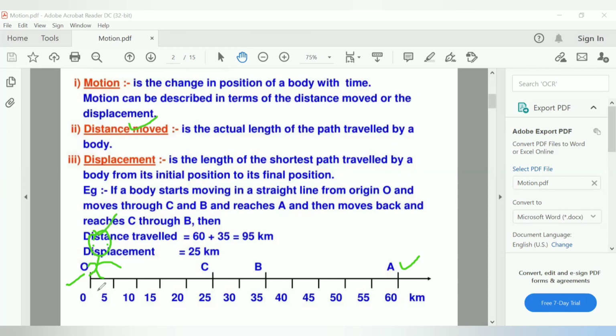Now, what is the distance covered by this person? I can say that the person has traveled 60 kilometers from the initial point to the final point. Here O is the initial point and A is the final point. So that is called the distance moved.